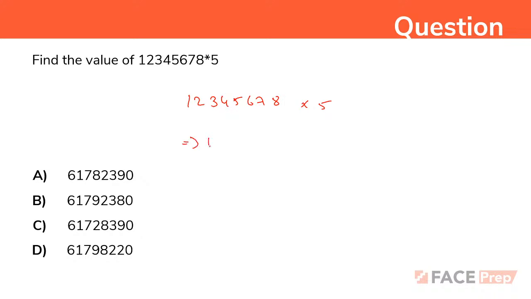So we can do the same thing. We can write that 5 as 10 by 2. So we can multiply this with 10 later. See, multiplication with 10 or 100 or any such number will be very easy. That is what the OS method is.